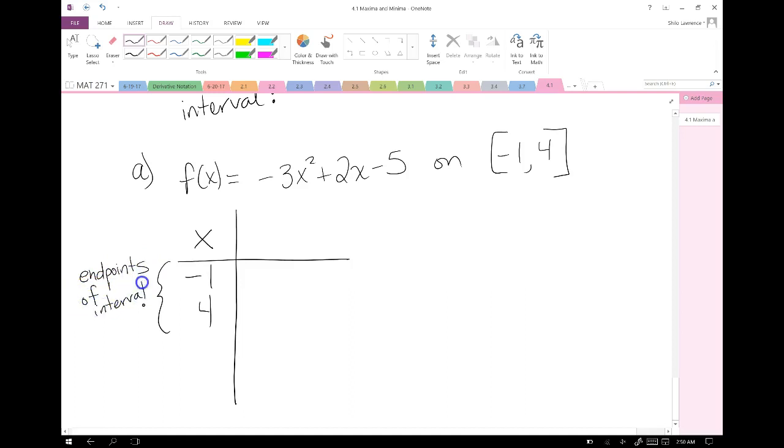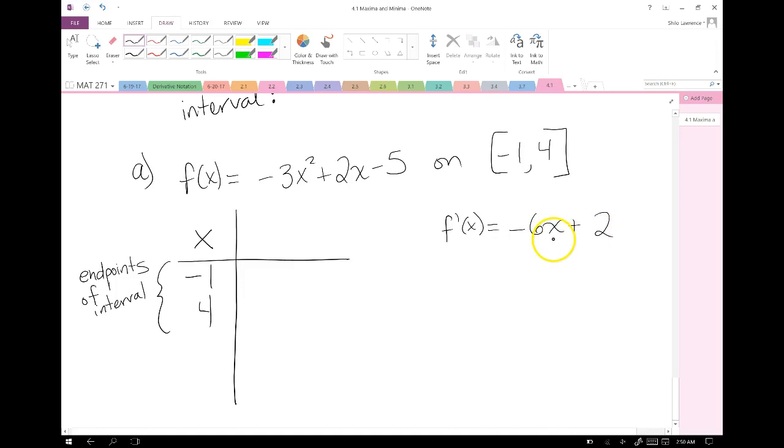I also need to check critical values. So critical values are places where your derivative is either equal to 0 or undefined. So let's find our derivative. F of x is negative 3x squared plus 2x minus 5. F prime is going to be negative 6x plus 2.